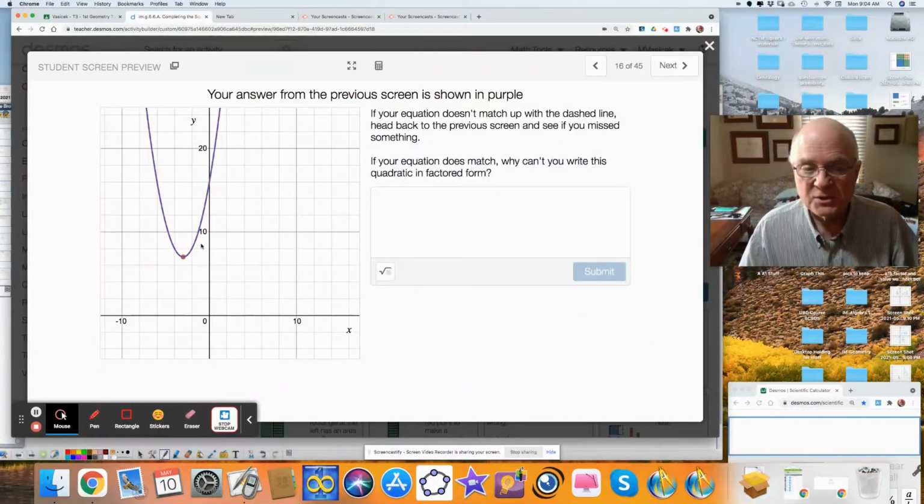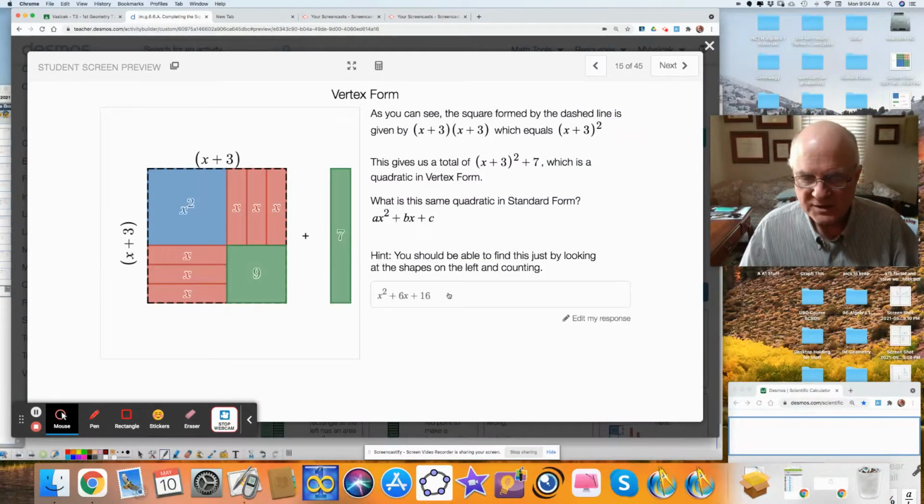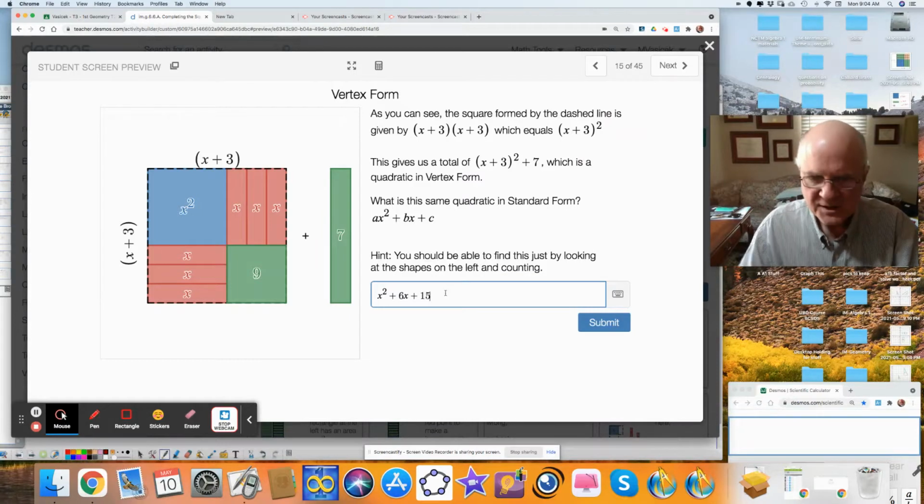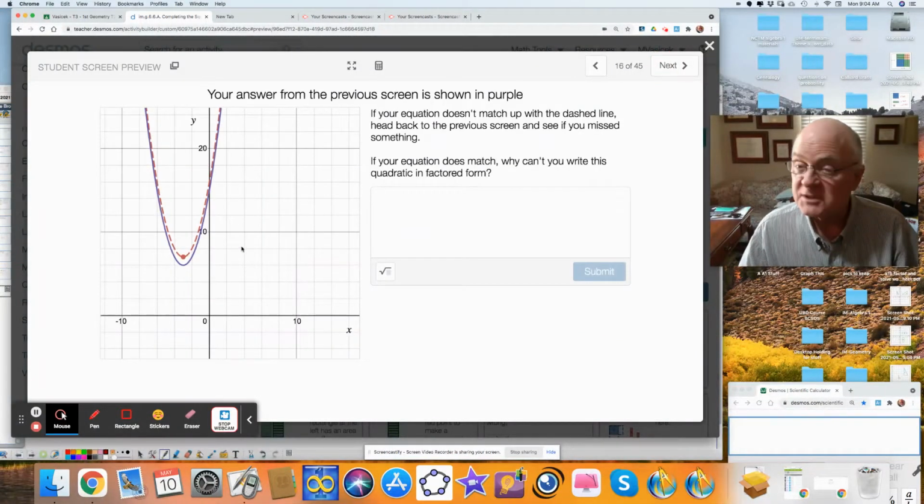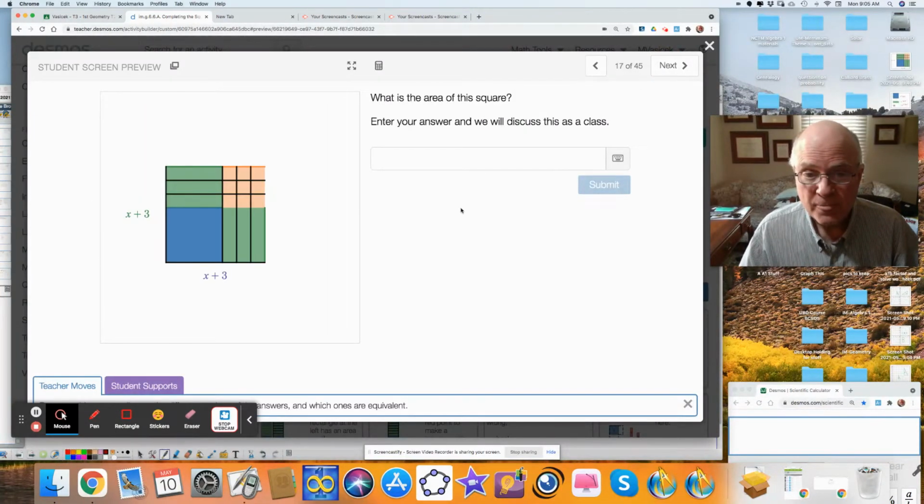I show you the solution, and I show you your solution. If it matches, like for instance, if I put in, say, 15 here instead of 16, then when you submit it, it's not going to match up. So you need to make it match up. It's self-correcting. That's what self-checking is for this whole unit here.